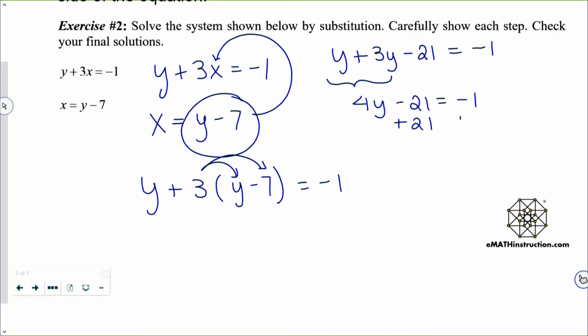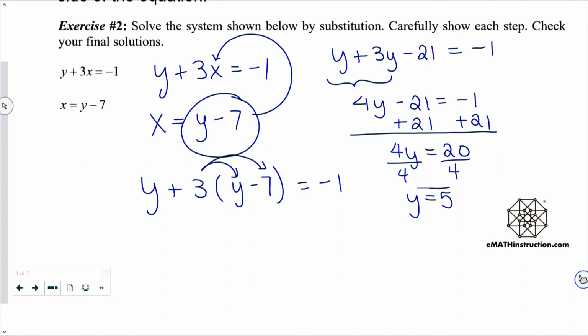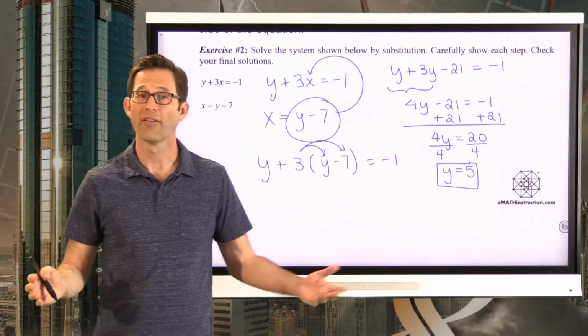I'm going to add 21 to both sides. Negative 1 plus 21 is positive 20. I'm going to divide both sides by 4, and I'm going to get my y value is equal to 5. All right, awesome. I have my y.